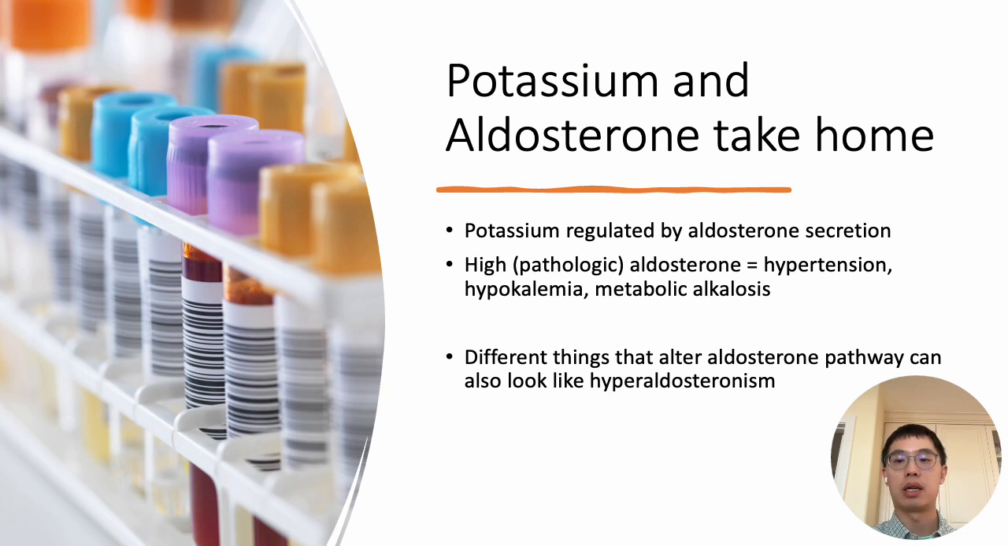Let's recap our case study on potassium and aldosterone. Remember that potassium levels are regulated by aldosterone, but high pathologic levels of aldosterone that are either produced by an aldosterone-producing tumor, a renin-producing tumor, or any of the ways it could cause pseudo-hyperaldosteronism can cause the clinical triad of hypertension, hypokalemia, and metabolic alkalosis. Always look out for this triad, especially when you see a young patient with high blood pressure or someone with new onset high blood pressure, since this is a very common cause of secondary hypertension.